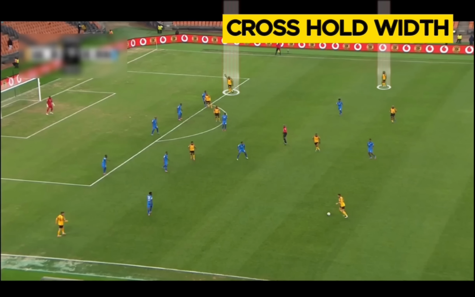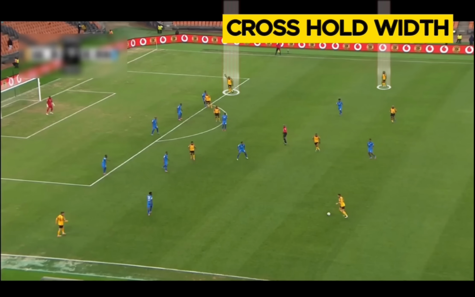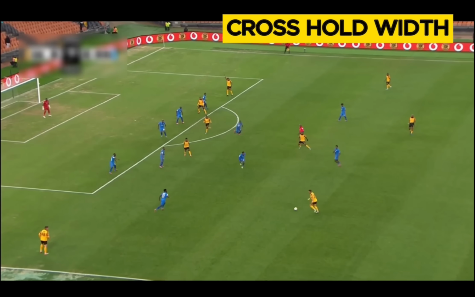And then on the right-hand side, it's still the same thing. You have Monyane swapping around with Lilepo. So most of the time it would be Lilepo wide and then Monyane coming in to run in the half spaces, as I showed. But sometimes it would look like this, whereby Lilepo is actually the one who's closer to the box, and then Monyane is the one who's further back.